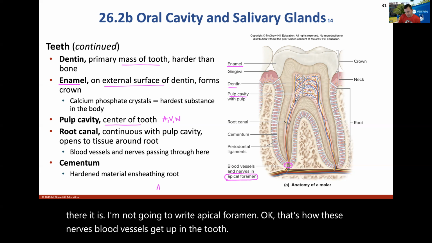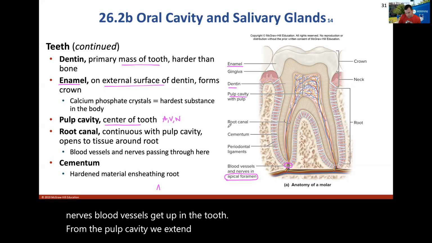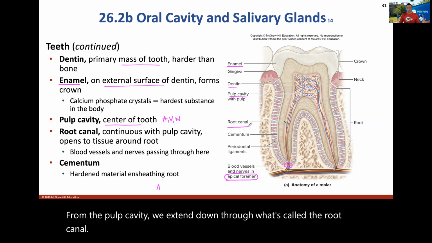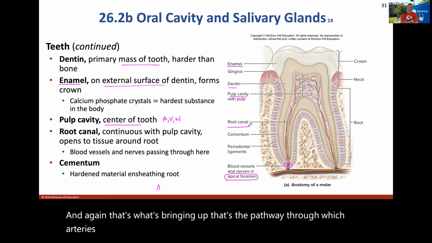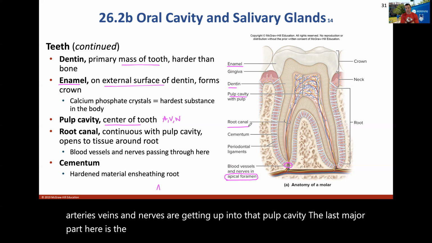From the pulp cavity, we extend down through what's called the root canal. And again, that's the pathway through which arteries, veins, and nerves are getting up into that pulp cavity. The last major part here is the cementum, and that's what helps to seal it down in the root. Ta-da! There you go.